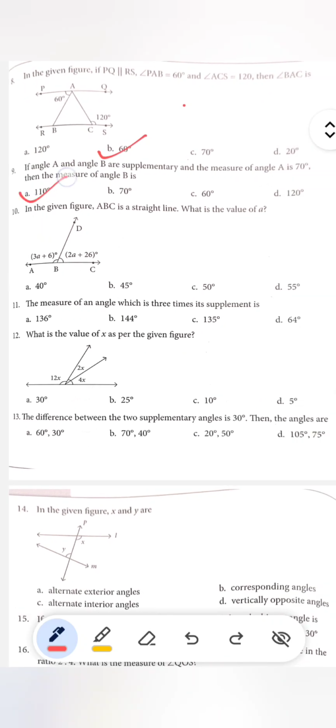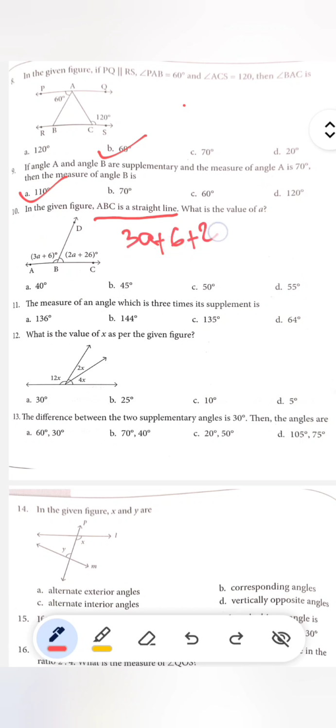Okay. Next, in the given figure, ABC is a straight line. What is the value of A? So here you can see that these two angles are adjacent to each other, along with that their sum is equal to 180 degrees. How do you know that? By observing the figure? No. The statement is written here: ABC is a straight line. So now let's add them.